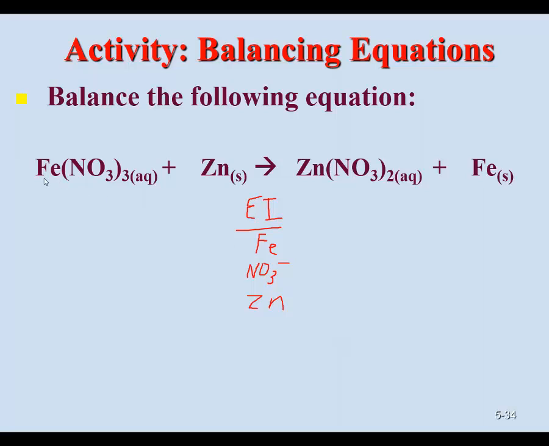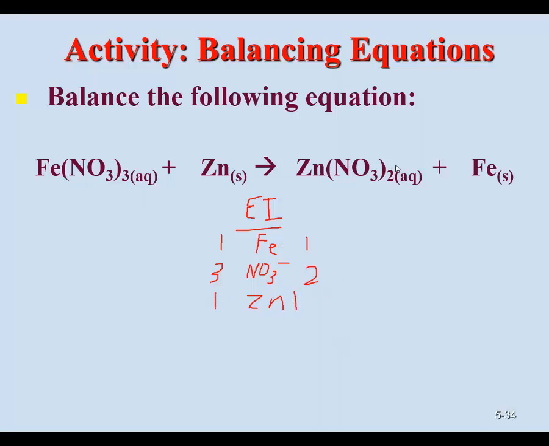In this case, we end up with iron. We have 1 iron atom. We ended up with 1 iron atom. One's present as a cation, one's present as elemental iron. We started with 3 nitrate ions. We ended up with only 2 nitrate ions. We started with 1 zinc atom. We ended up with 1 zinc cation.